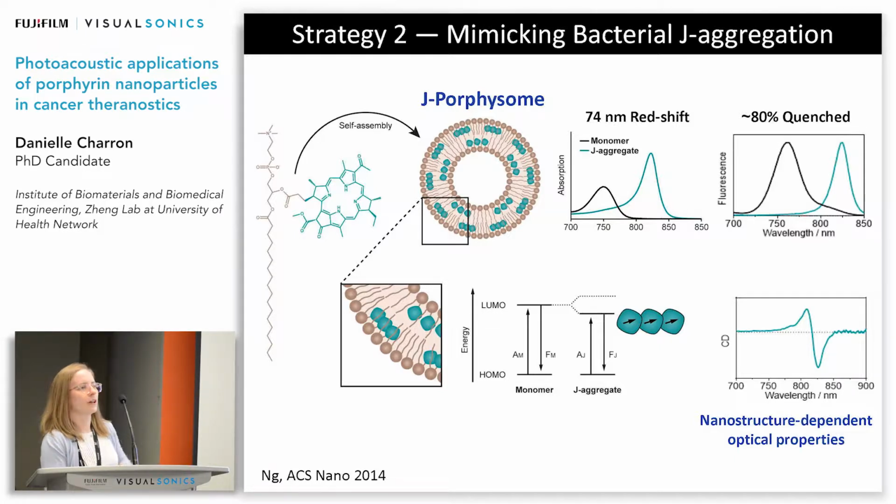Within this structure, the dyes are mostly quenched, about 80% quenched. There is some fluorescence, mainly due to the fact that we don't have a very high concentration of dyes in order to create this sort of structure.